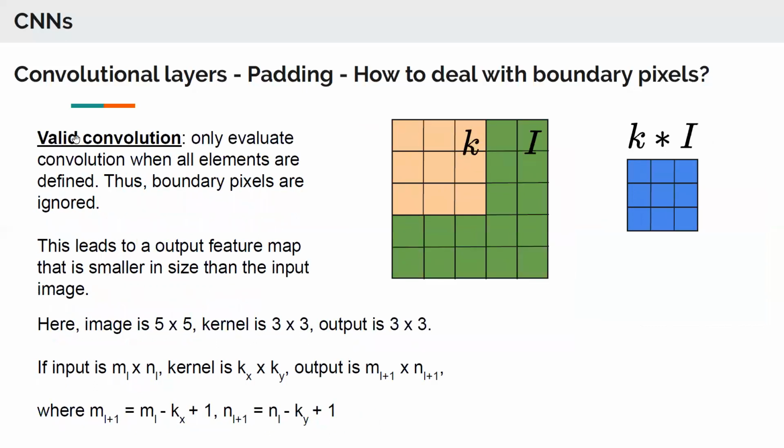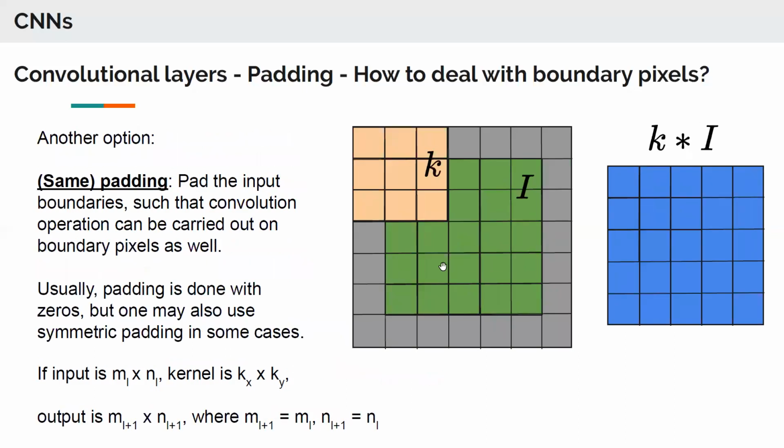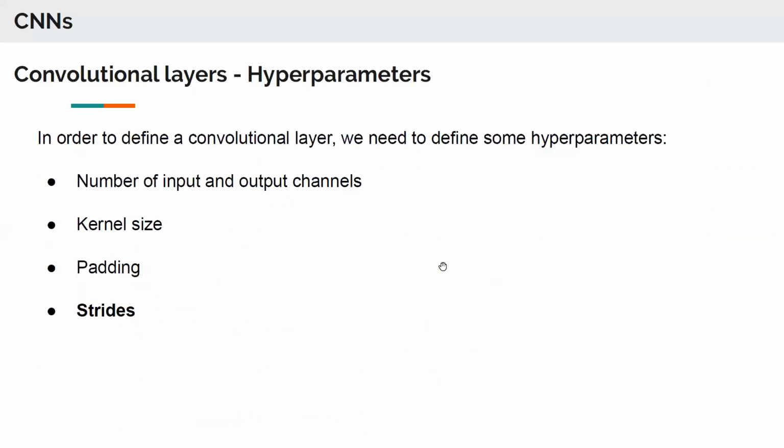And the earlier one is called valid convolution or no padding, and this is valid convolution because we just compute convolution where convolution is defined, right? So that's about padding. And then finally we have strides.